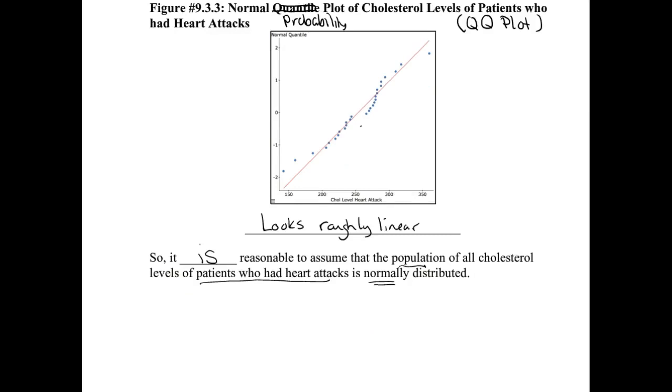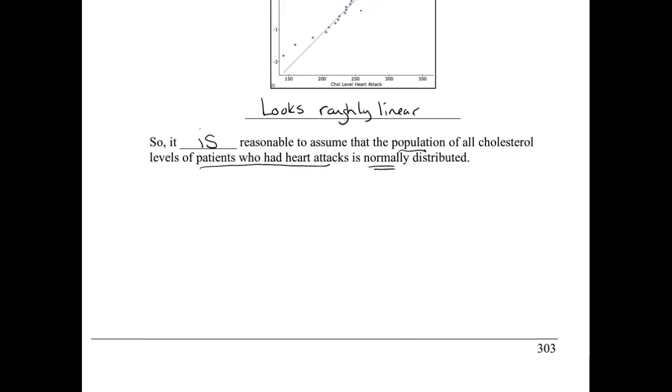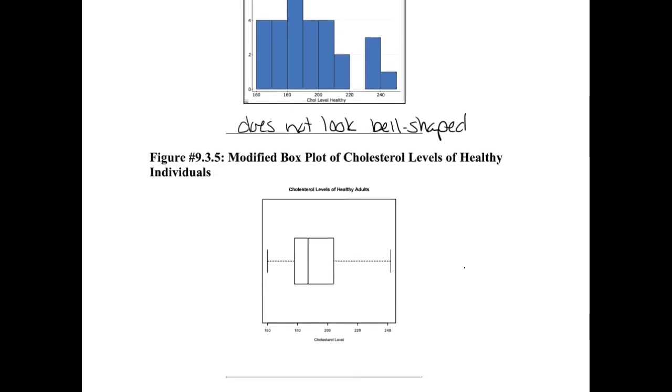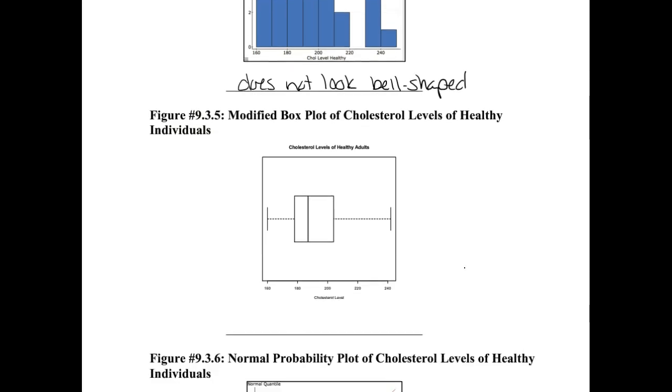Okay, but that's only half of it. We've got the other group of data that we need to look at as well. So now if we're looking at the healthy individuals, here's our histogram, which does not look bell-shaped. Our modified box plot shows no outliers, which is good.